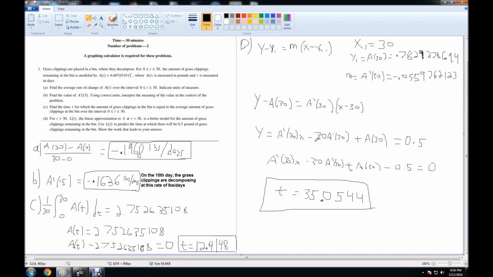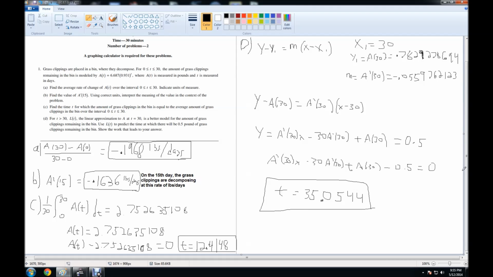But now it's asking us to use that linear approximation to predict the time at which there will be 0.5 pound of grass clippings remaining. Remember, the answer to this, the y value, gives you the amount of grass clippings remaining. So we want to set it equal to 0.5 and solve for t. And that's just by, again, subtracting 0.5, setting it equal to 0, and graphing. And we get our answer of 35.0544.